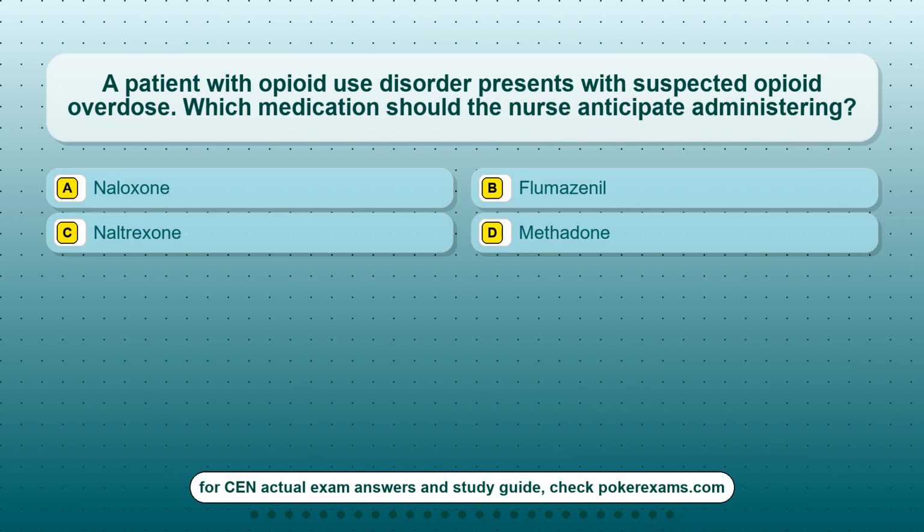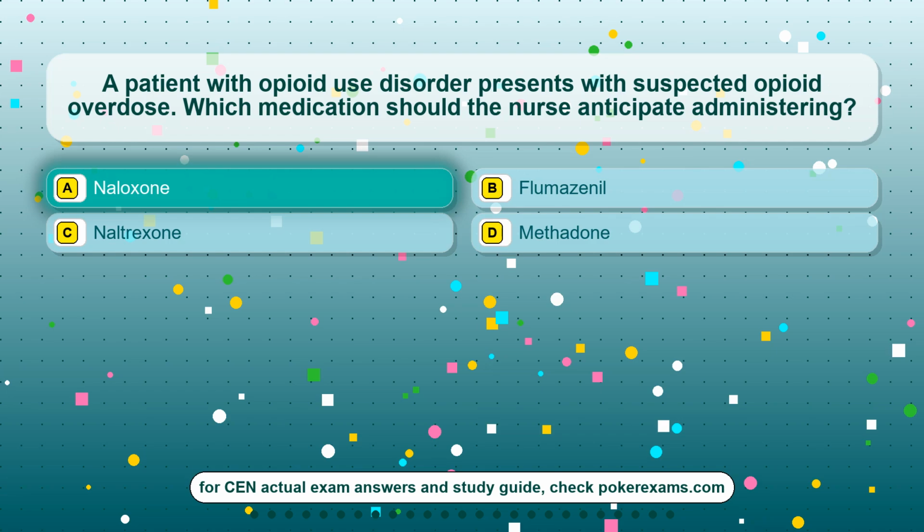Question 12. A patient with opioid use disorder presents with suspected opioid overdose. Which medication should the nurse anticipate administering? Option A, naloxone. Option B, flumazenil. Option C, naltrexone. Option D, methadone.